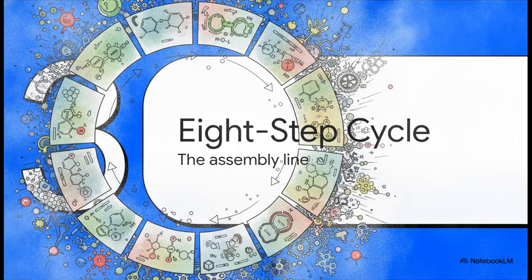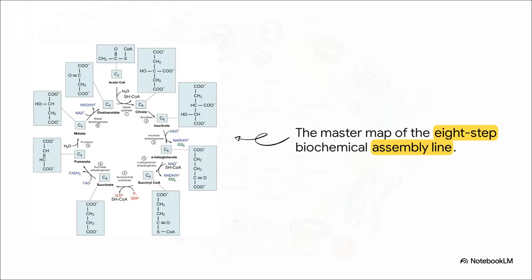All right, moving to Section 3, the 8-step biochemical assembly line. So consider this our master map. And yeah, okay, it looks a little intimidating at first glance, I know, but we're going to break it down. Over the course of these 8 steps, the cycle just meticulously dismantles our fuel. At a high level, this factory floor process features 2 decarboxylation steps, that's where carbon is removed, 4 dehydrogenation steps, where high-energy electrons are harvested, and 1 substrate-level phosphorylation, where we get a direct, immediate burst of usable energy.